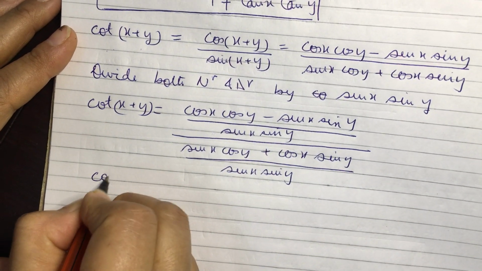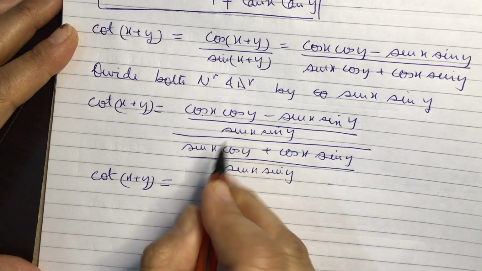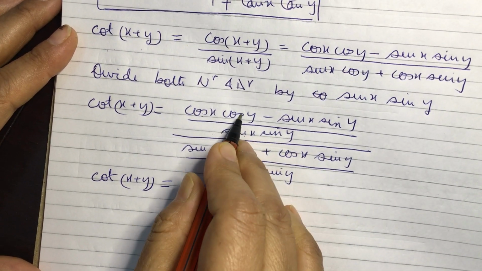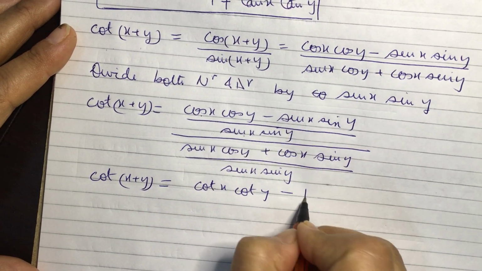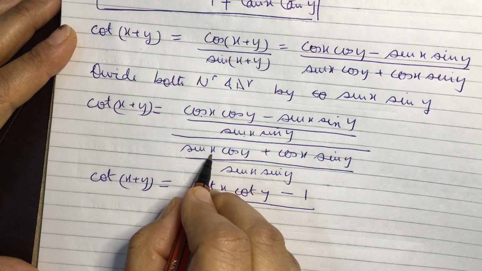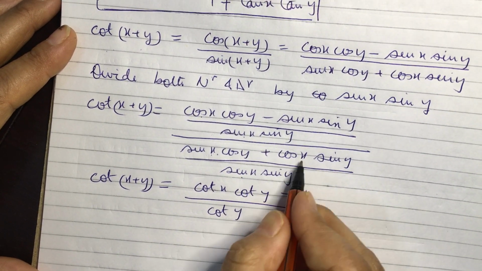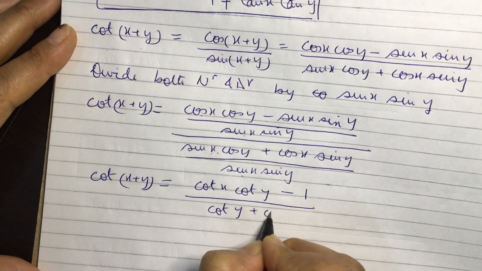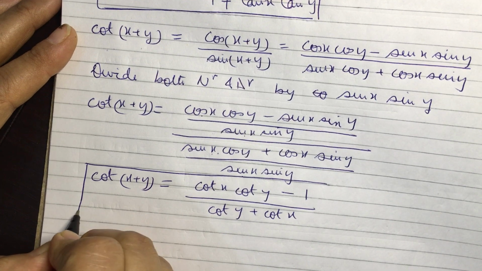Now the result comes out to be, if you just see carefully, cos x over sin x is cot x, cos y over sin y is cot y, minus both of these get cancelled. 1 upon sin x gets cancelled, you are left with cot y, and here sin y gets cancelled, you are left with cot x. This is the result.